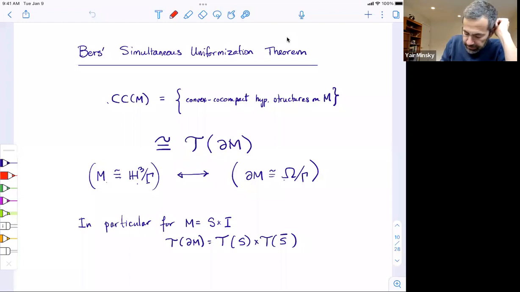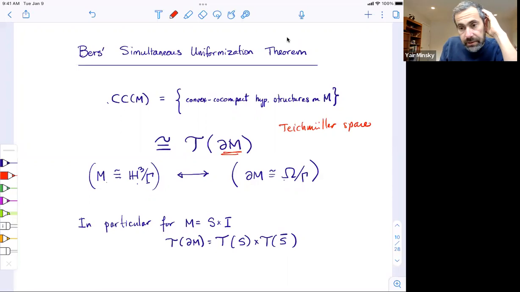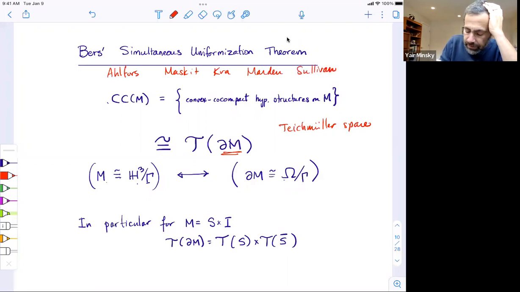So maybe I just assumed everybody knows what a T is. That means the Teichmüller space of the boundary, which is to say the space of all conformal structures on this surface. I should say this is not just Bers. There are other names here. Ahlfors was involved in some of the theory, and Maskit, and Kra, and Marden, and Sullivan. There are many variations on these theorems, and the theory was worked out over the course of several papers.